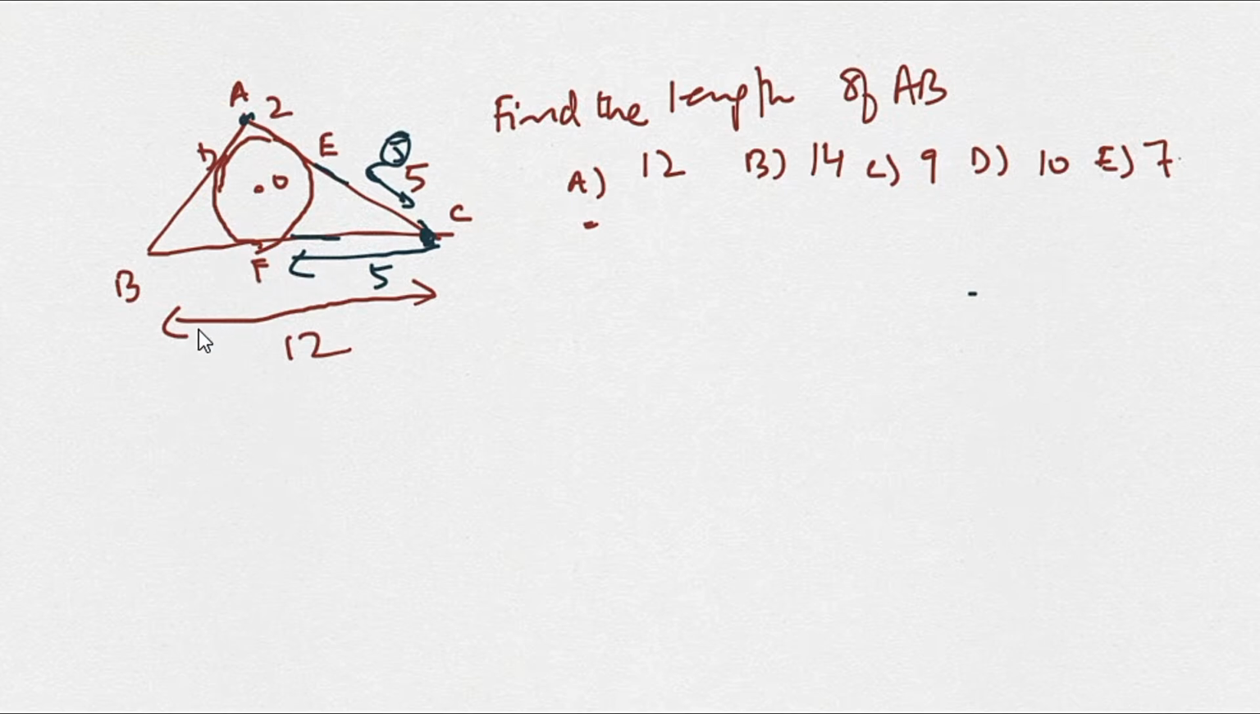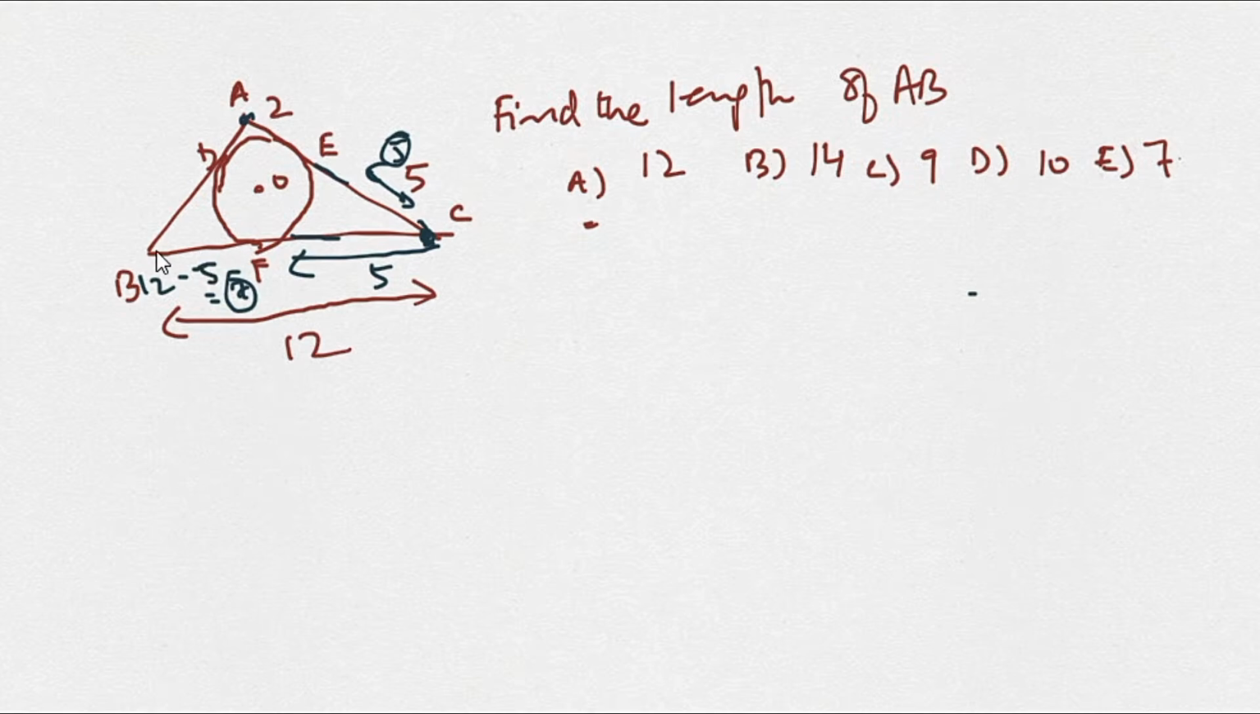Now the whole length is 12 centimeter, right? The 12 is given. So this part is 5. So what will the other part be? The other part B will be 12 minus 5, and it is equal to 7. So this part is 7.